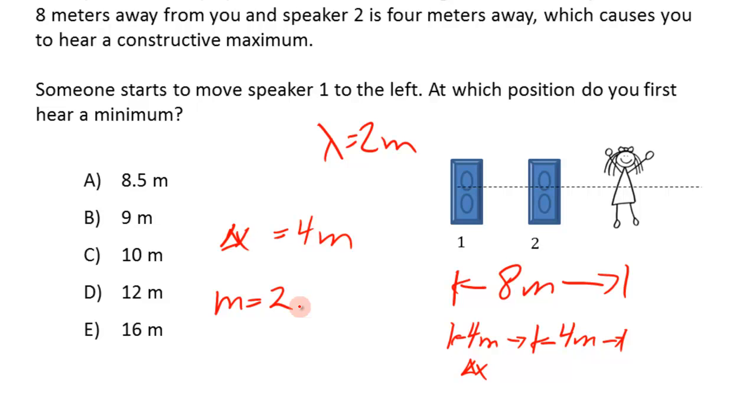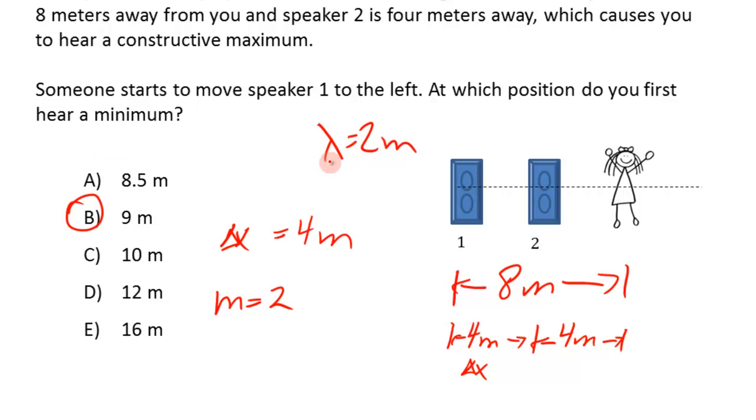Now, if we want to go to destructive interference, we want the path length difference to be a multiple of 2 meters plus an extra meter, so that you go from the constructive situation to the destructive situation. This means you want to move speaker 1 to the left by 1 meter, so the new position is going to be at 9 meters. That's the condition that's going to give you destructive interference.